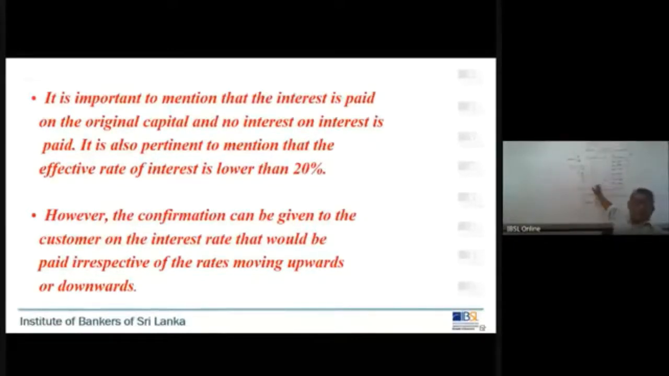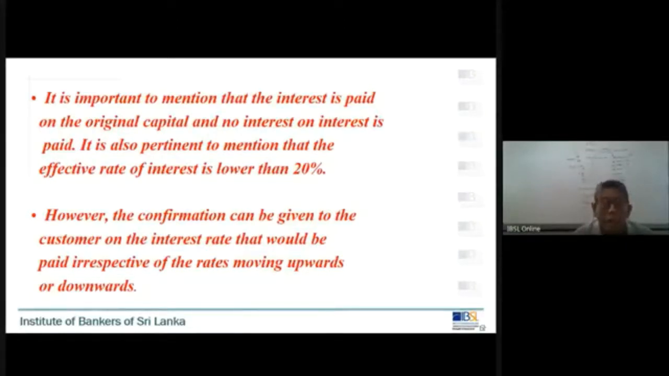Understood now? It is important to mention that the interest is paid on the original capital and no interest on interest is paid, right? Why? After the first year, what is your interest? 20%. So then 120,000. So you need to get 20% for 120, not 100,000, right? So you need to tell the customer this.